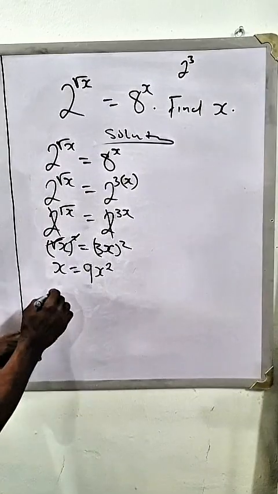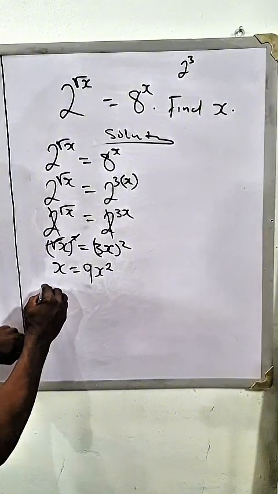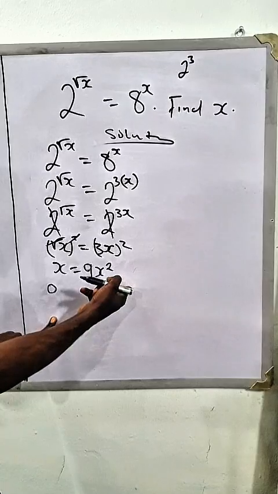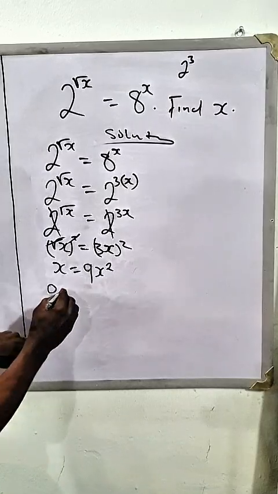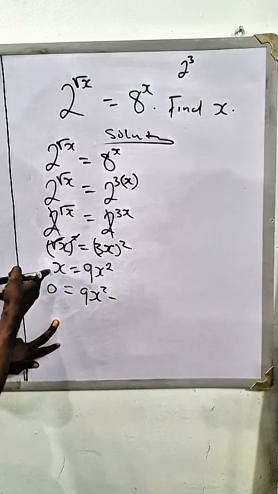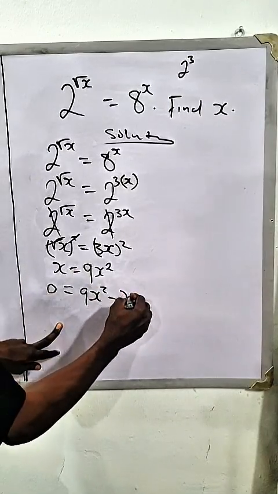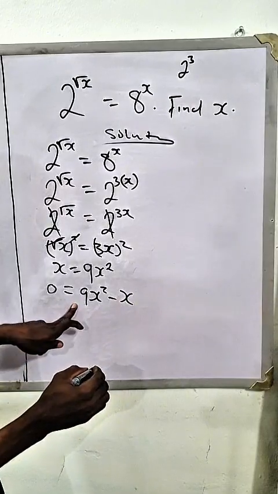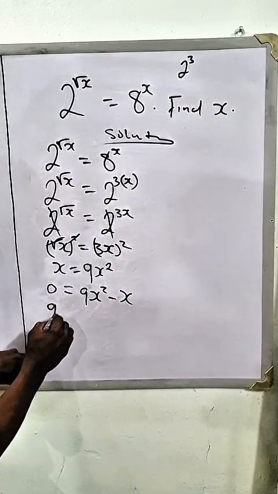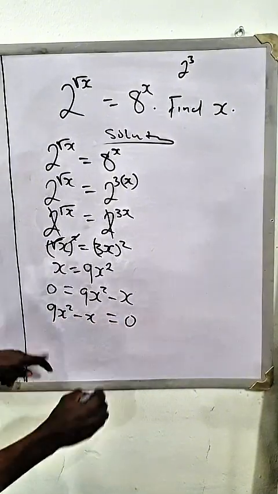Let me put this one to be 0 so that this x will move to the side of 9x squared. 0 is equal to 9x squared minus, this is positive x, so when it crosses the equality sign, it becomes negative x. 0 is equal to 9x squared minus x. So I can rewrite it this way: 9x squared minus x equal to 0.